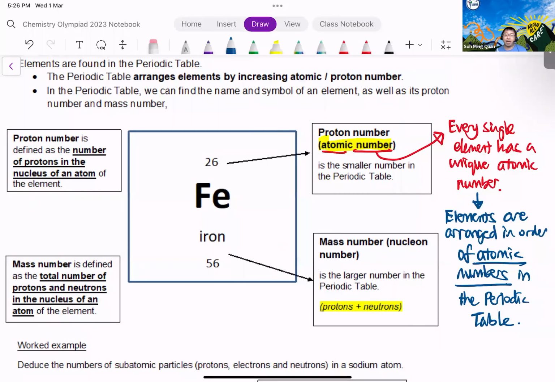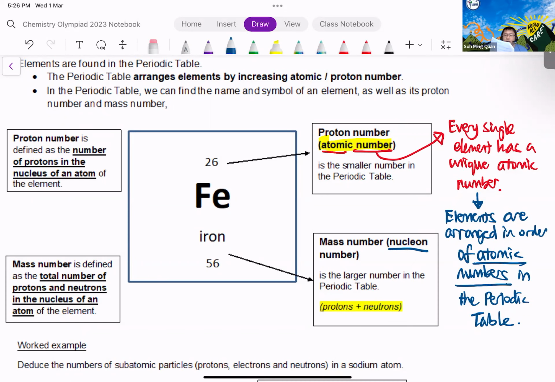So on the other hand, we have the larger number, which is the mass number. The mass number tells you the number of protons and neutrons. So added up, protons plus neutrons equals mass number. The mass number is also known as the nucleon number, which is what Mr. explained just now. The nucleons are your protons and neutrons. Okay?